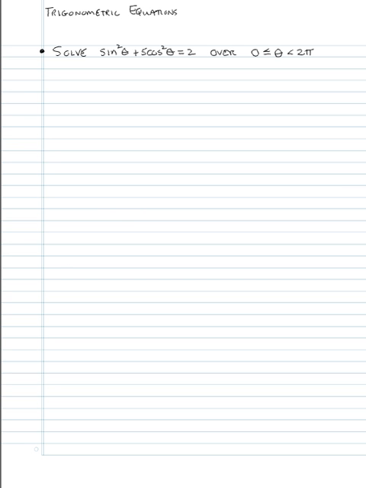Well, this equation adds a new complexity. The complexity that we have here is this is the first time we've had two trig functions in one equation. When we look at this equation, there's no opportunity for factoring out a common factor, because we certainly don't have a common factor between sine squared theta and cosine squared theta. So we have to do something new.